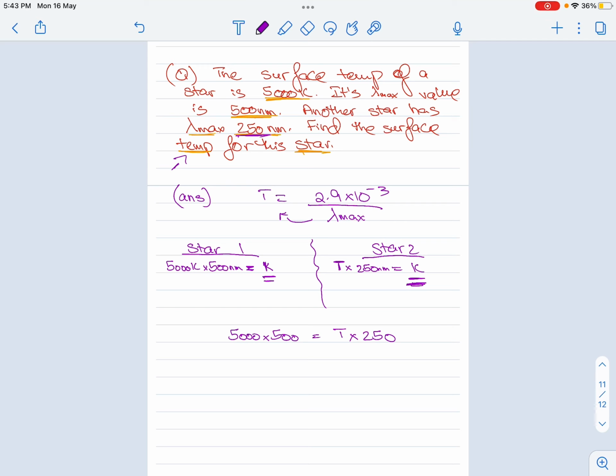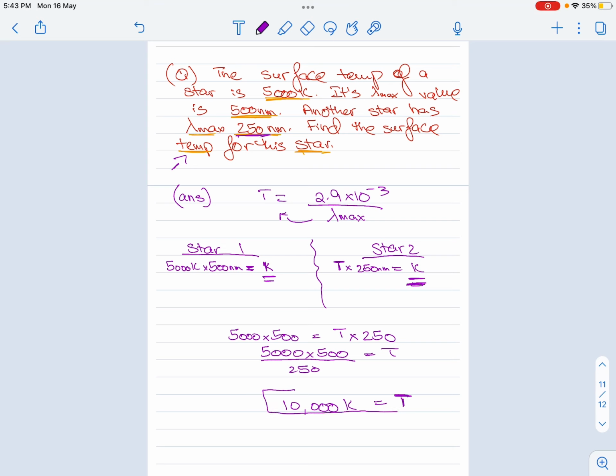We can multiply 5000 times 500 upon 250 equals T, and we can find out the value of T. I'll just grab my calculator on my phone. 5000 times 500 divided by 250 would be 10,000 Kelvin, right? So this is something very important, and this is something you need to know because this does come in exams.